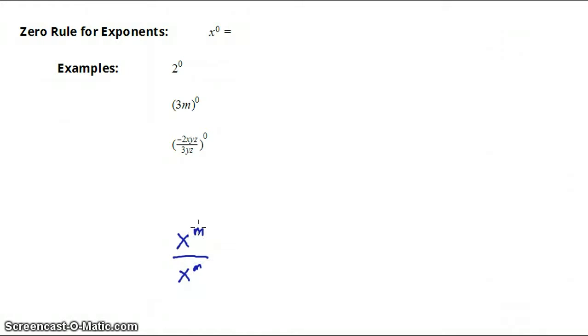So I've got a quotient in which the numerator and the denominator have the same base. They're both raised to a power. The quotient rule says that I should subtract the exponents. Now, before I even use the quotient rule, I know that anytime I divide a number by itself, I'm going to end up with 1 as my answer. If I use the quotient rule and subtract those exponents, I take m minus m, and of course a number minus itself is just 0.